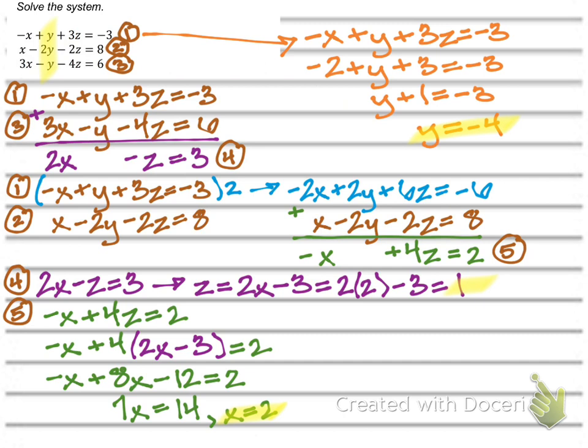So my solution is the ordered triplet 2, negative 4, 1. X, Y, Z. Tedious, not hard. Okay? Tedious, not hard. Follow the steps. We're going to do another one.